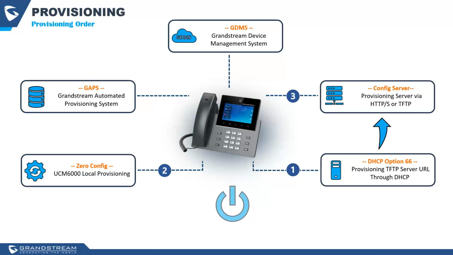So if the UCM is not used or zero config is not enabled, the device will use the information in the DHCP option 66 to request the configuration file. And the same thing applies in the case where the device is manually configured with the custom config server path.